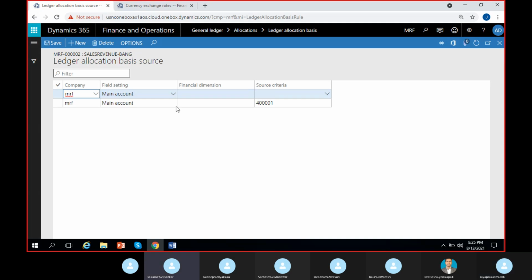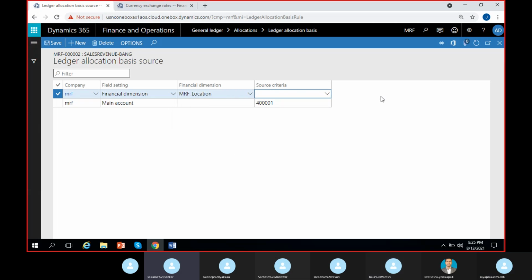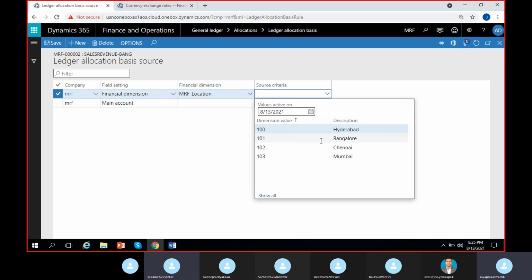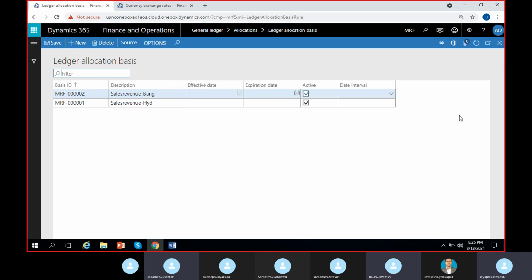Besides the main account, you have to choose a financial dimension. Okay, financial dimension. Which dimension? Location. Location and? Not account, it's value. Bangalore dimension value. Save it. Close it. So that's for Bangalore. The third one, quickly guide how to do.